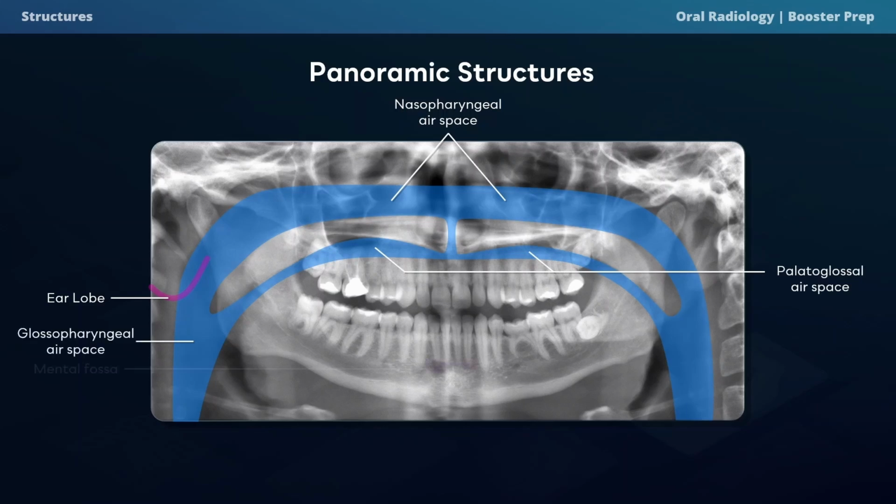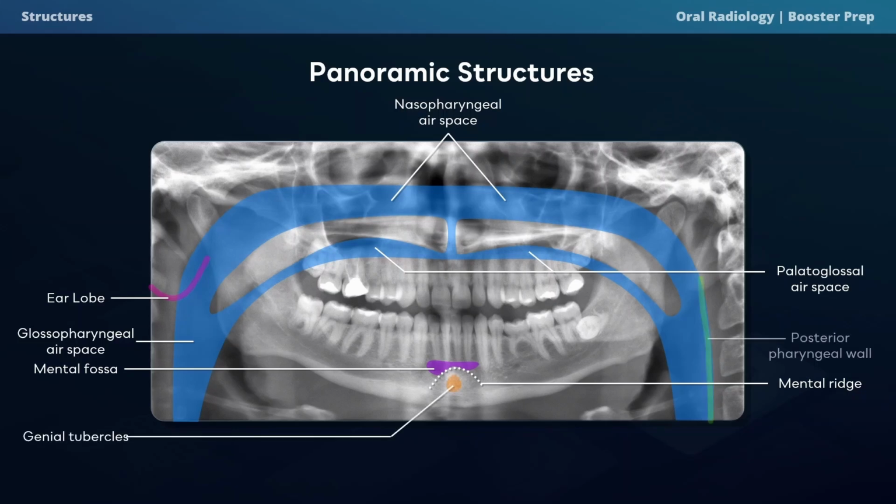tubercles, which is a radiopaque ring-like structure at the midline below the mandibular incisors, the palatoglossal airspace, and this is the airspace between the soft palate and the tongue, the posterior pharyngeal wall, which is a vertical soft tissue outline posterior to the oral pharynx, and finally the mental ridges, which are radiopaque lines in the mandibular anterior region.